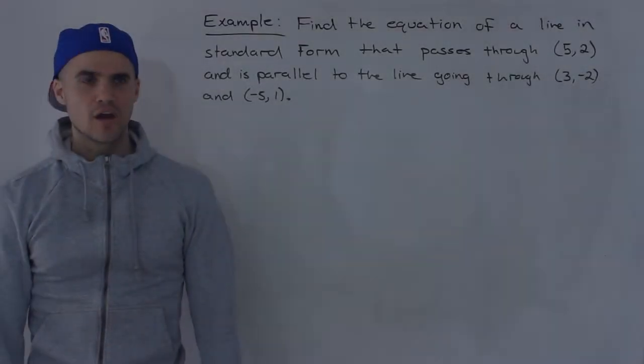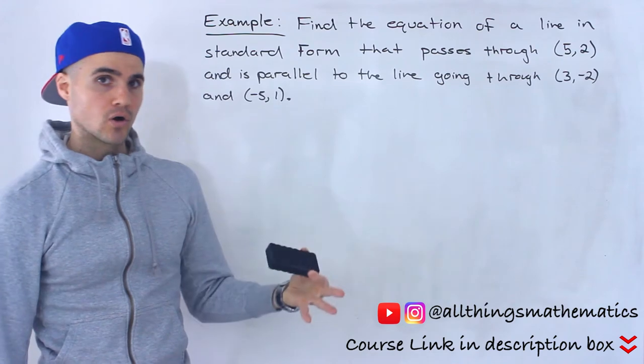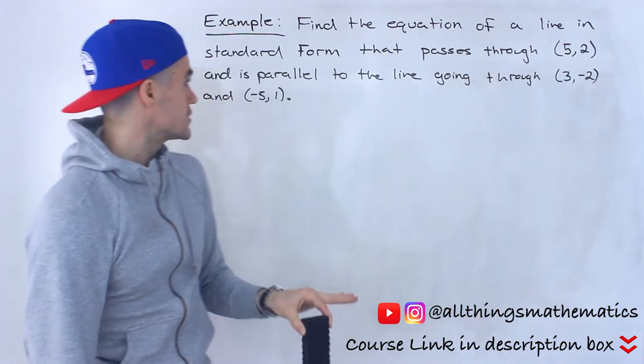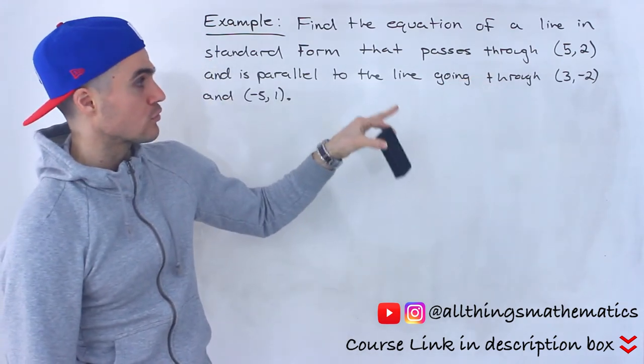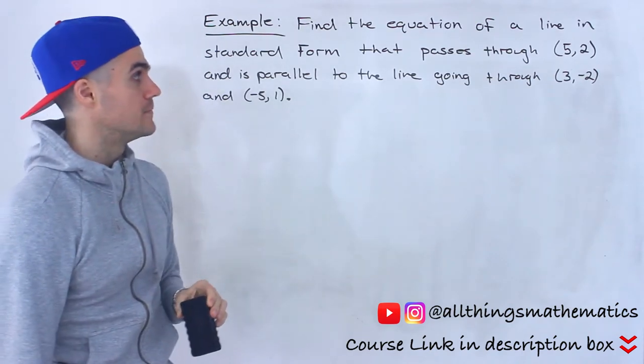Welcome back, guys. Moving on to the next question. So we have to find the equation of a line in standard form that passes through the point (5, 2) and is parallel to the line going through (3, -2) and (-5, 1).